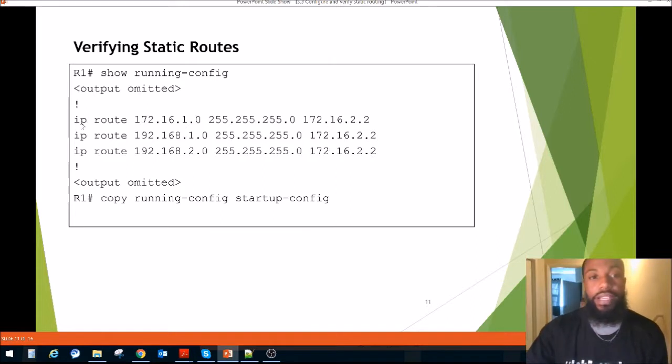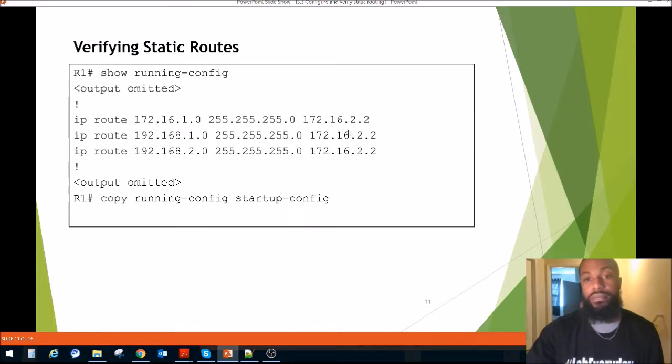So again, you can see right here, IP route, to get to this network and this network's subnet mask, take this next hop. That's basically what that's saying. Same thing here. To get to this network and this network's subnet mask, take this next hop. They're all saying the same thing, kind of. Well, not all saying the same thing. These are the different destination networks. But notice they all have the same next hop, right?